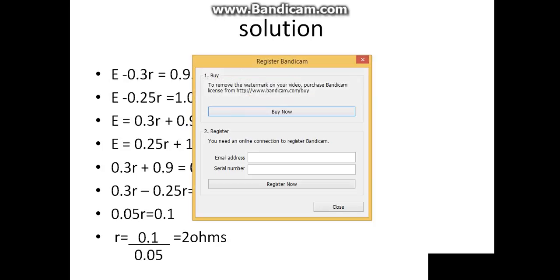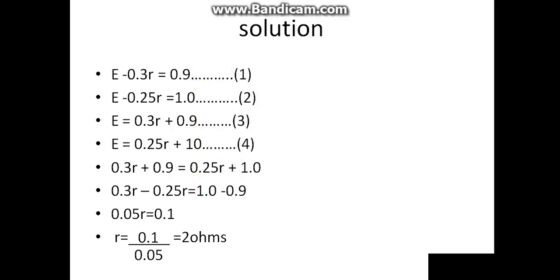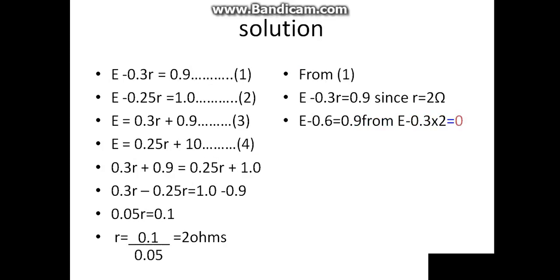0.1. Then making R the subject of the formula, we now have 0.1 all over 0.05, which will now give us 2 ohms. From our equation 1, capital E, the electromotive force, minus 0.3R is equal to 0.9. Since we have gotten our R to be 2 ohms, we now substitute the value to have capital E minus 0.6 equals 0.9. From capital E minus 0.3 times 2 equals 0.9.